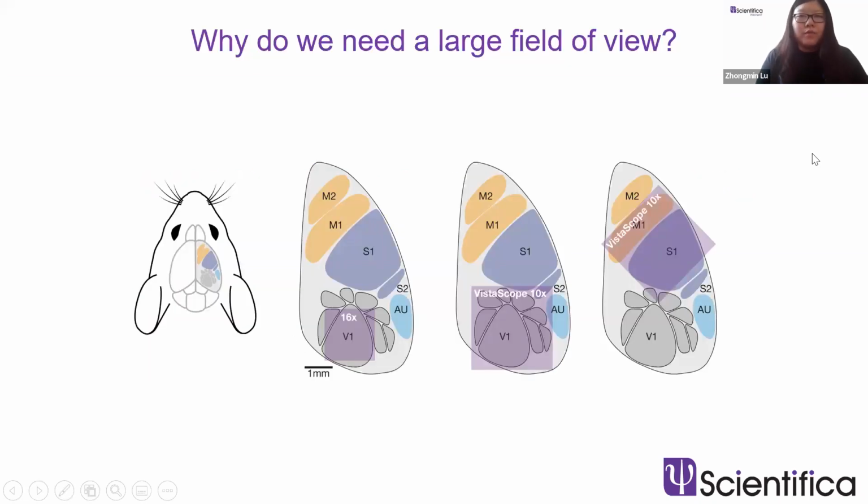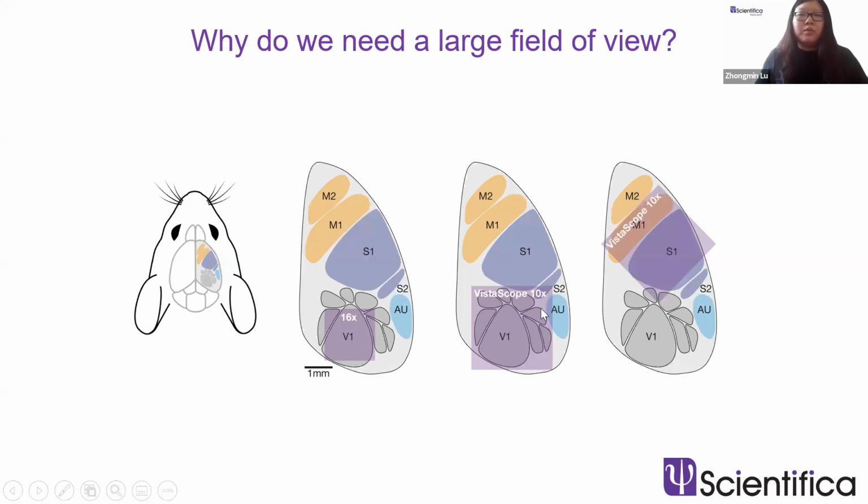So the first question is, why do we need a large field of view? Here we just want to show you, with our large field of view multiphoton microscope, how large an area you can image in the mouse brain. With a 16x objective, you can pretty much capture all the information about half of the visual cortex V1 at once.